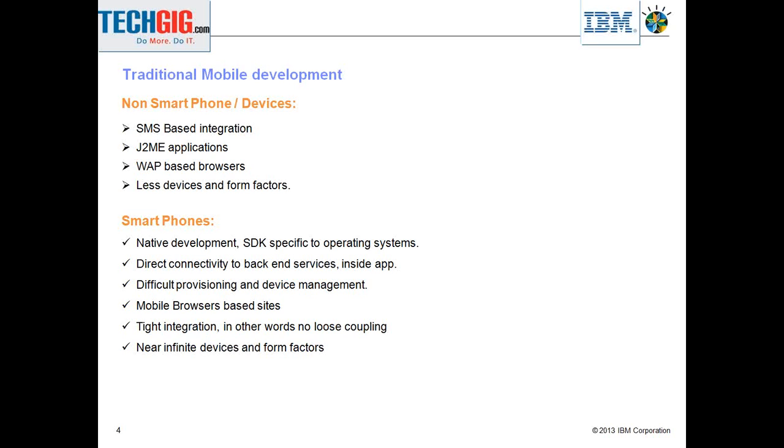We also had non-smartphones, which were more text-based, the old technology based. For those kinds of devices, we need to look at what they were actually using and what we changed. The non-smartphones were predominantly SMS-based integration. They were J2ME applications developed with a limited set of functionalities.